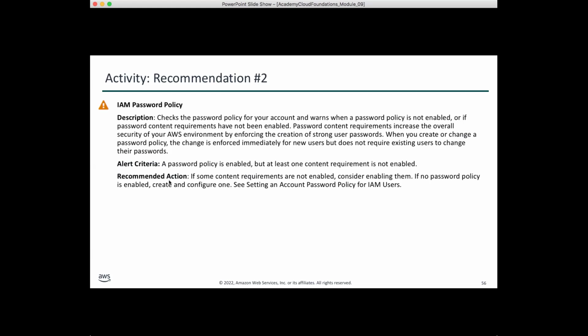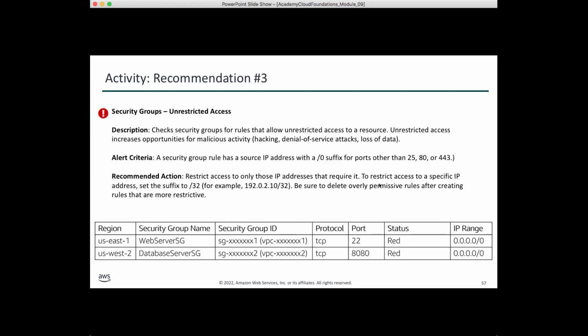You have a recommended action as well. If some content requirements are not enabled, consider enabling them. If no password policy is enabled, create and configure one. See settings on password for IAM users, right? Similarly, you have a few other recommendations.